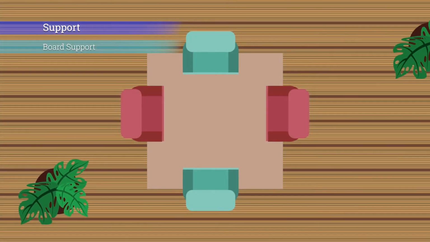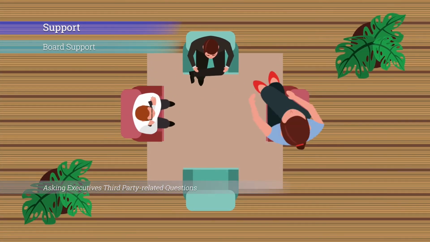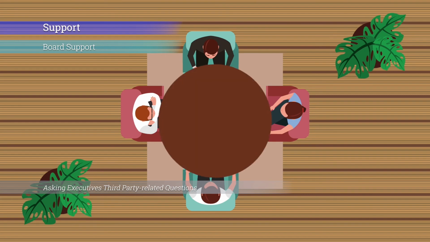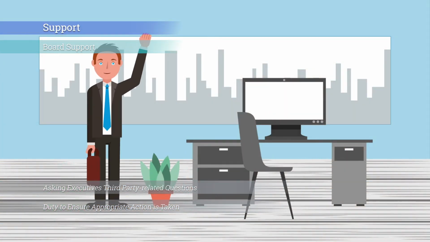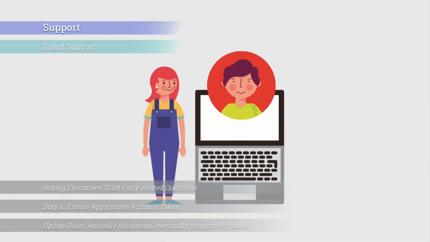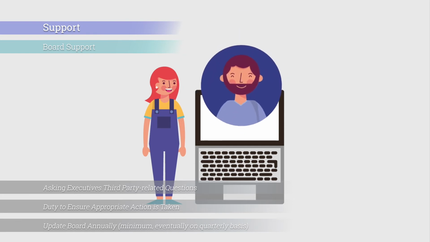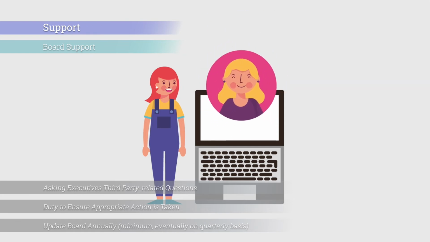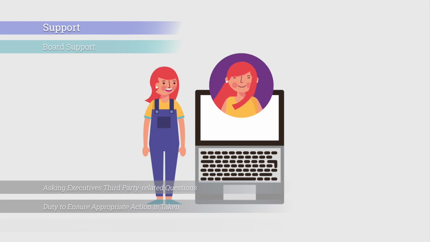Board support. Your board should already be asking your executives third-party risk-related questions. They have a duty to ensure appropriate action is taken to mitigate third-party risk. Ensure you are updating the board on your third-party risk trends at a minimum on an annual basis. You may want to work your way up to providing a board update per quarter.